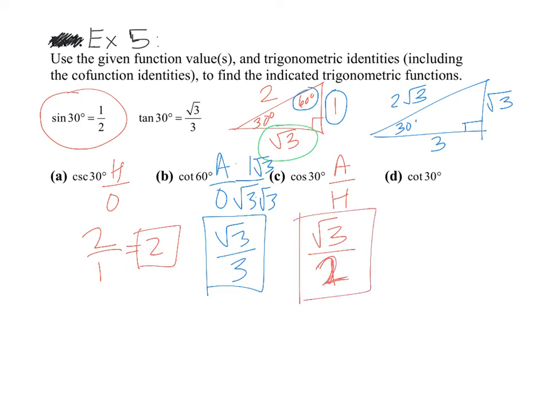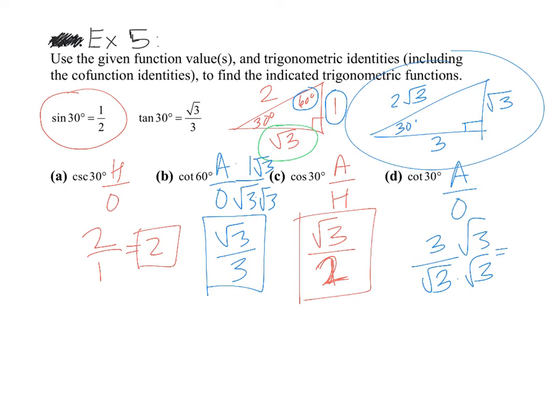Okay. And then we have cotangent of 30. Okay, I'm just going to use the second triangle. You don't have to. You're still going to get the same result. So I have adjacent over opposite. And adjacent is 3. And then I have opposite, which is square root of 3. So I end up with square root of 3 times square root of 3 top and bottom. I get 3 square root of 3 over 3. Cancels out. I just get square root of 3. All right, done with that.